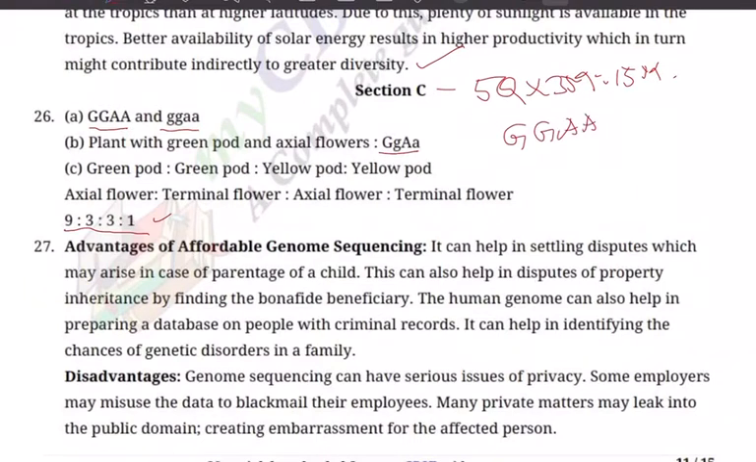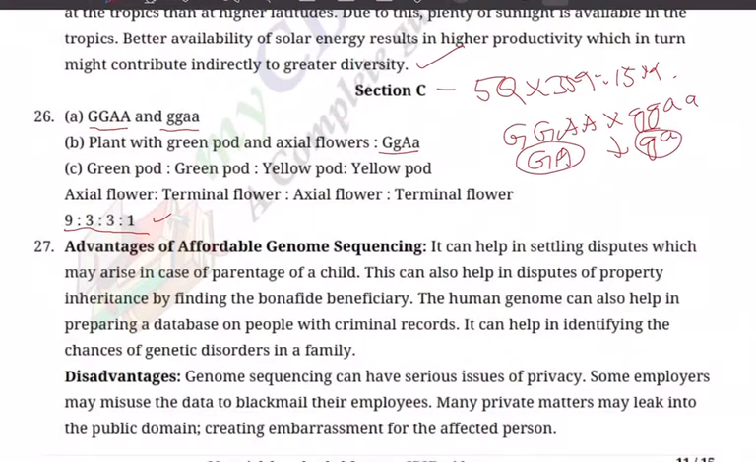That becomes 9:3:3:1. So it is always better you explain the answer with the checkerboard. Then it will be easy for you.